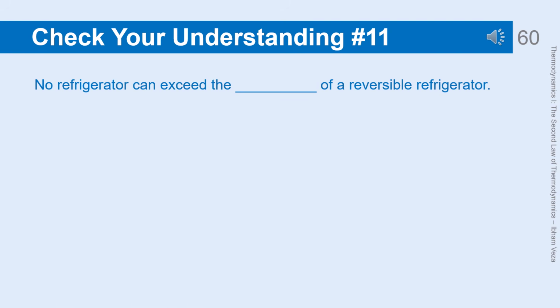Check your understanding, number 11. This question reinforces that the reversible COP is the maximum limit that cannot be exceeded. All real systems must be below this limit. This is a direct analogy to the Carnot limit for heat engines. If this concept is understood, expectations about system performance become realistic. The second law, once again, acts as the main guideline.